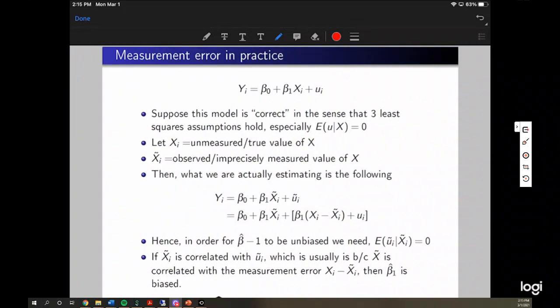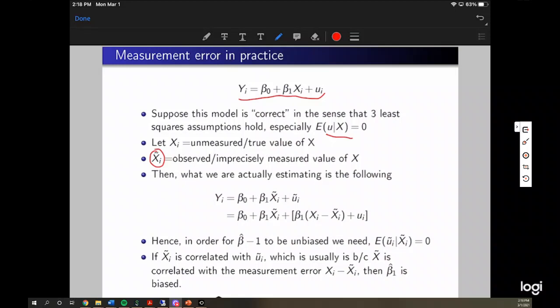So measurement error in practice. So suppose we have this is our baseline model here. This is the correct model in the sense that the 3 least squares assumptions hold, especially the first, that the error term is uncorrelated with x. And let x by itself be the unmeasured true value of x. So this is the real value of x, and then let x tilde, this thing here, be the observed or imprecisely measured value, measured x.